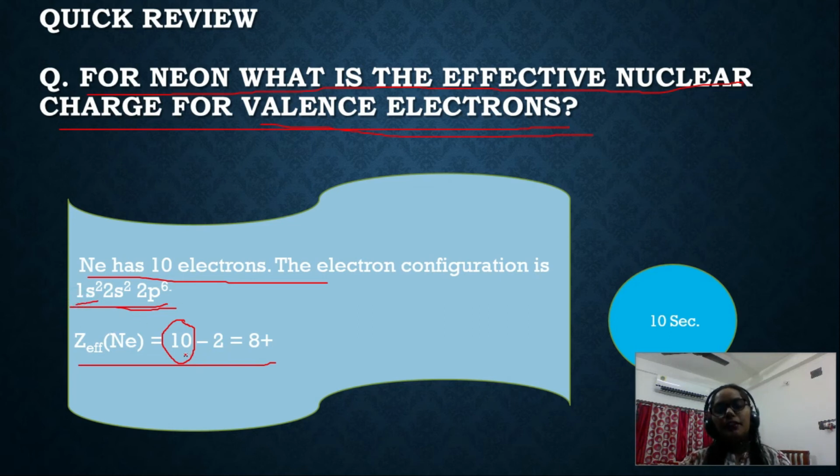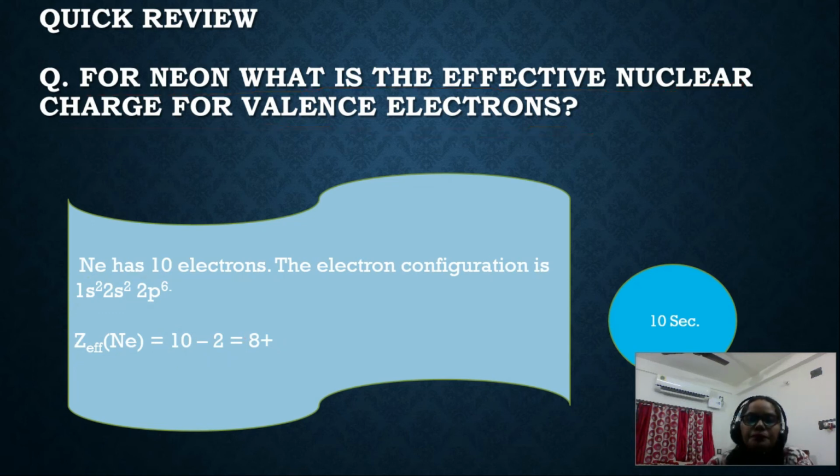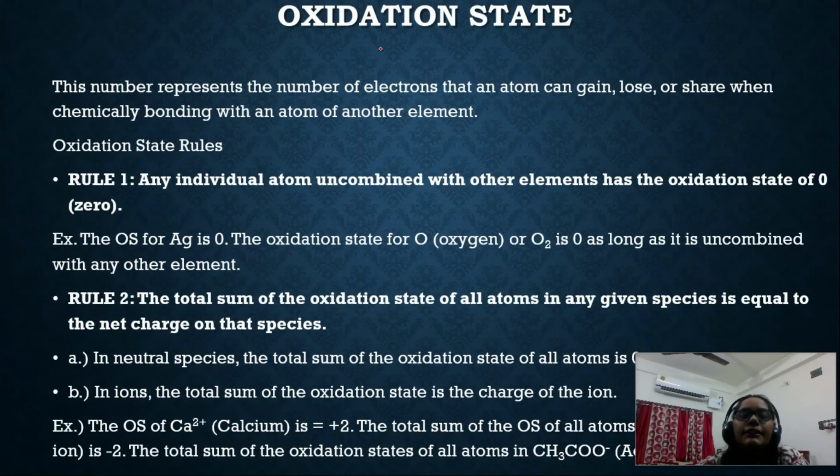So that is why 10 minus 2, so 8 plus. So this is the effective nuclear charge. This type of question you can have, right? Okay. Next, oxidation state. There are some oxidation rules of calculating oxidation state that we have.